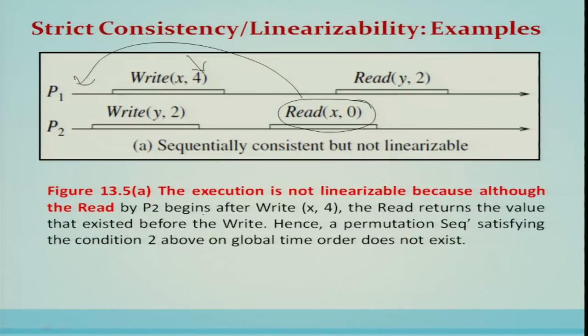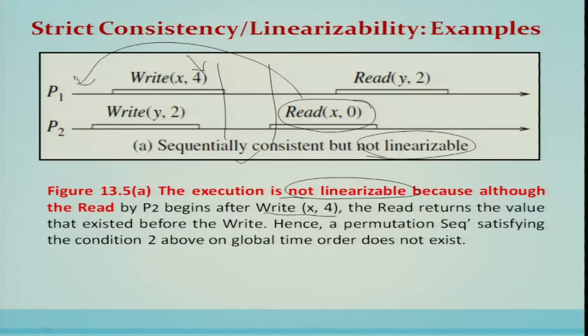So here we can see that P2 issues the read, which begins after the write X4. So this particular read happens after the write, and basically this read is not associated with the most recent write. Hence, this is not linearizable. This example shows that it is not linearizable, however it is sequentially consistent. What is sequentially consistent? We will explain in a minute, in the next slide.